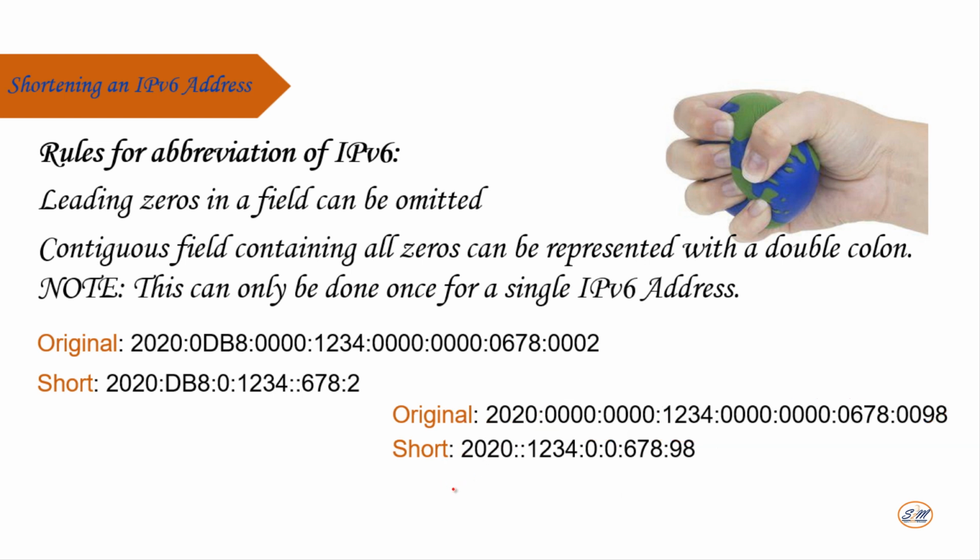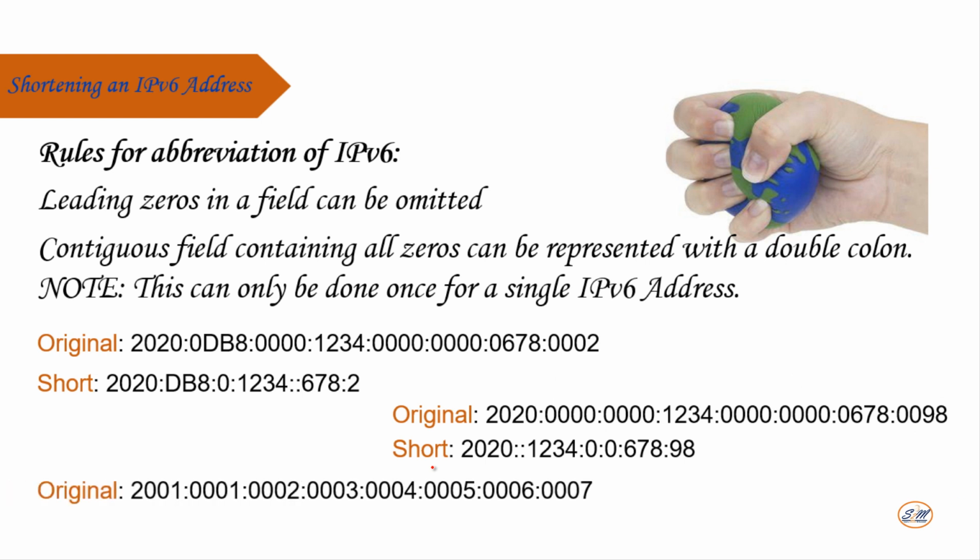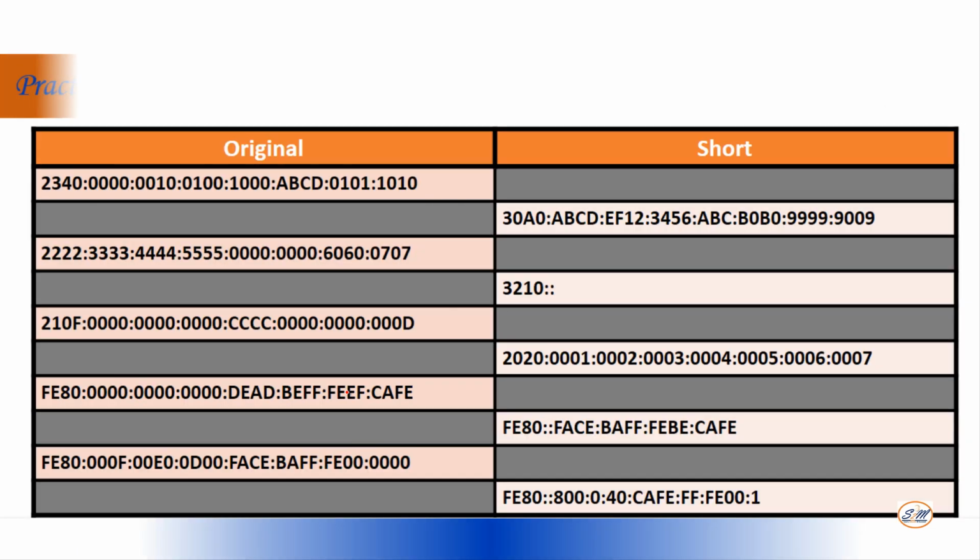This is the format when we run the command show ip interface brief, and it will show this type of format. We also have three examples of how to squeeze, compress, or abbreviate the original IP address and make it short. So these are the examples and the rules of how to compress or shorten an IP version 6 address.